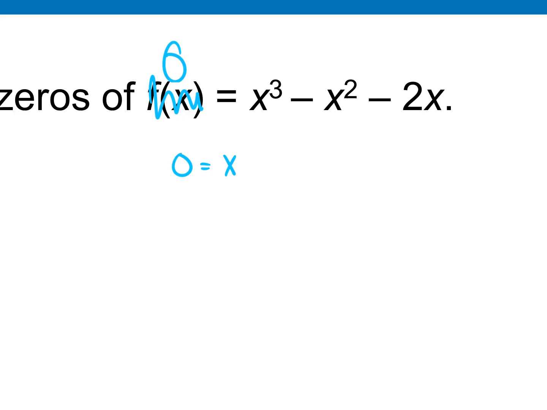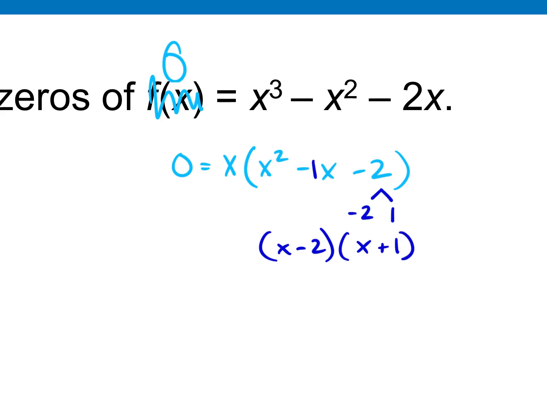So we have 0 is equal to x. We're going to divide everything by x. We're left with x squared minus x minus 2. What would we do next? We want to factor. What are 2 factors of -2 that add to -1? -2 and 1. So we have x minus 2 and x plus 1 and x. What would we do next?